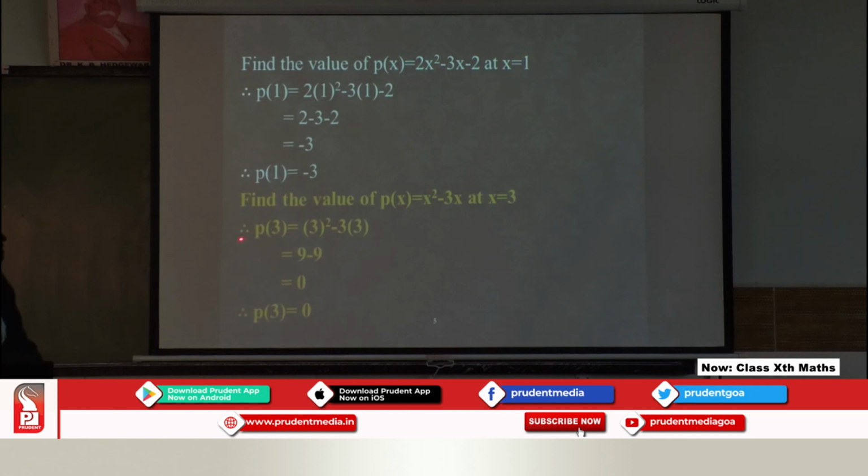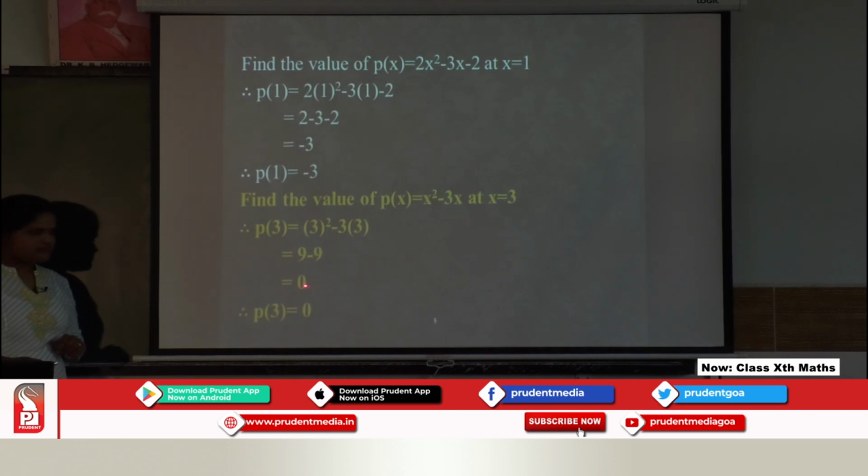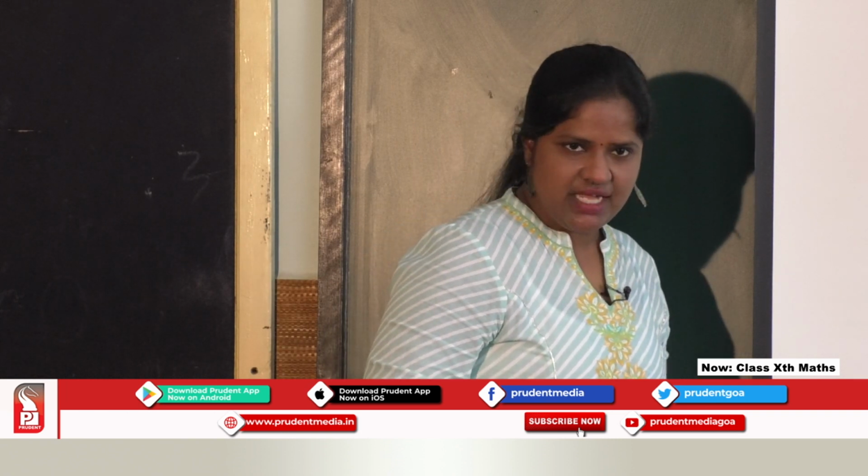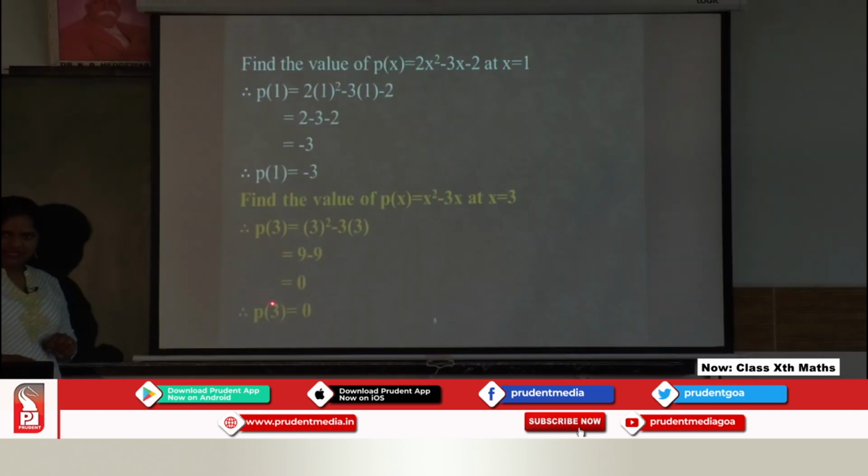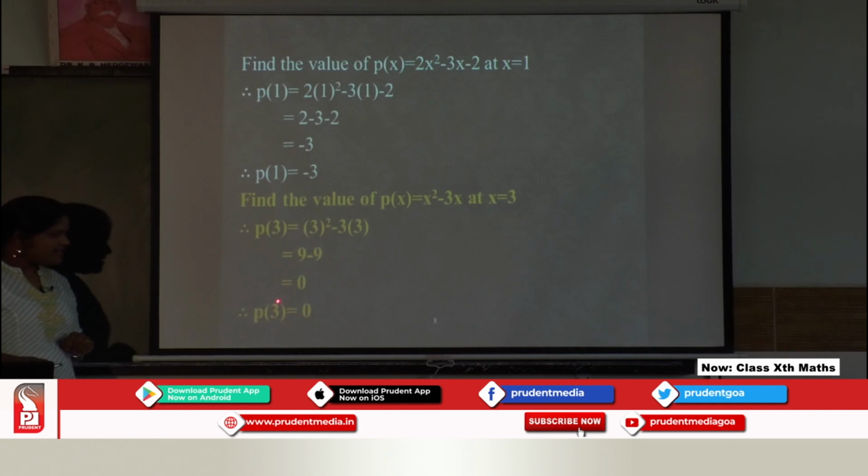Therefore, we have P of 3 is equal to, in the first place I have x square, so I wrote here 3 square minus 3 into x is 3 into 3. So 3 square is 9 minus 3 3s are 9, and 9 minus 9 is 0. So what do I conclude is that value of this polynomial is 0 at x equal to 3.